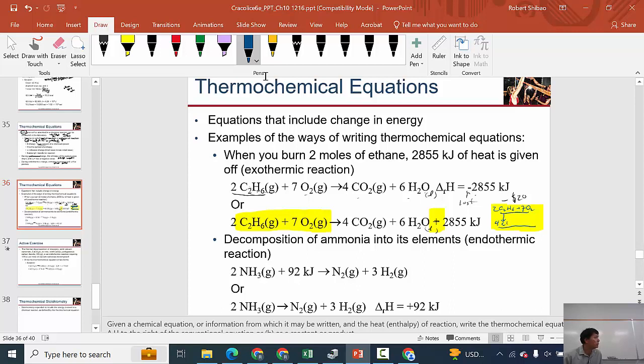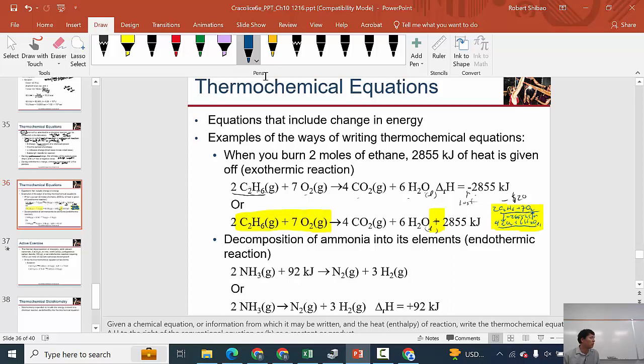So here we'll have 4 CO2s plus 6 waters. Water I'm going to write as liquid because it makes a difference if the water is a gas versus if it's a liquid. And the drop here is minus 2,855 kilojoules. Or if I were to reverse this and go up, let's say I reverse the reaction, then I'd have to input plus 2,855 kilojoules. So the drop is 2,855, and the climb up is 2,855.